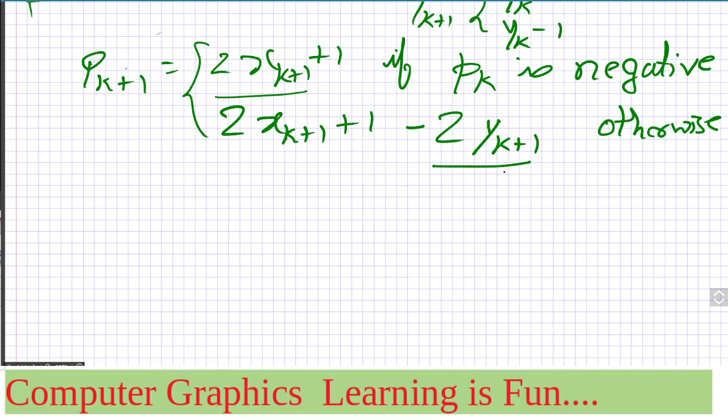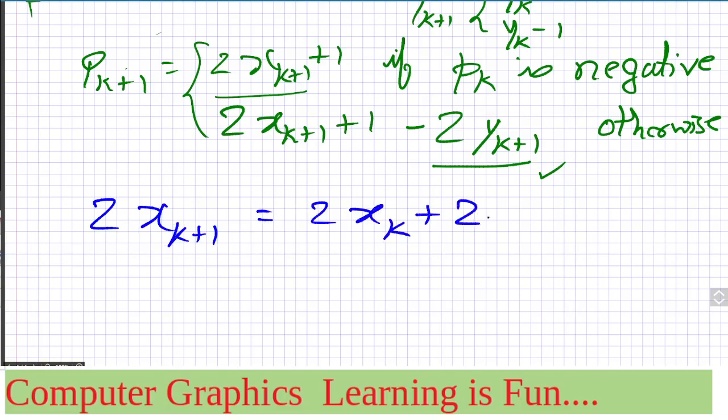This can be done incrementally, right? You will not have to calculate that much. Let me write it here. 2xk plus 1, what will it be? This will be 2xk plus 2, right? 2yk plus 1, what will it be? It will be 2yk definitely minus 2, right?